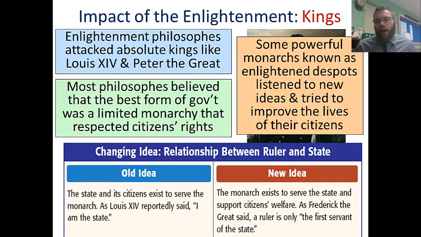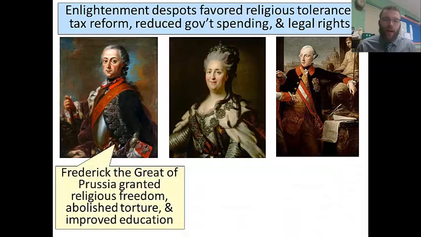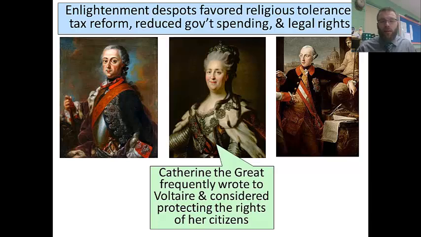You do get a couple of monarchs or kings that will attempt to be enlightened or to do things that are for the will of the people. A couple of these, you have Frederick the Great of Prussia. He gives religious freedom, abolishes torture, improves education, yet he still is a pretty overbearing ruler. Okay, Catherine the Great, she wants to protect the rights of her citizens. She just doesn't know how, and she's afraid to let go of that power. So even though she talks a big game, she wants to be enlightened, she still doesn't really do a whole lot for it.